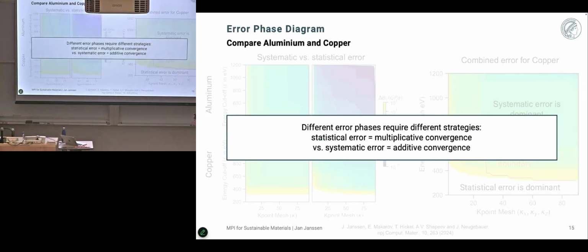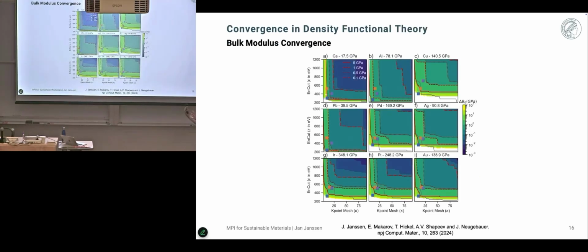Right, so the important part: statistical is a multiplicative convergence, and systematic is additive convergence. So we also have different strategies for how we address the error once we are in one of the different regions. And then we can use this technique to really sample the whole periodic table, because we save this order of magnitude in calculations, and look at how the convergence behavior changes for different elements.